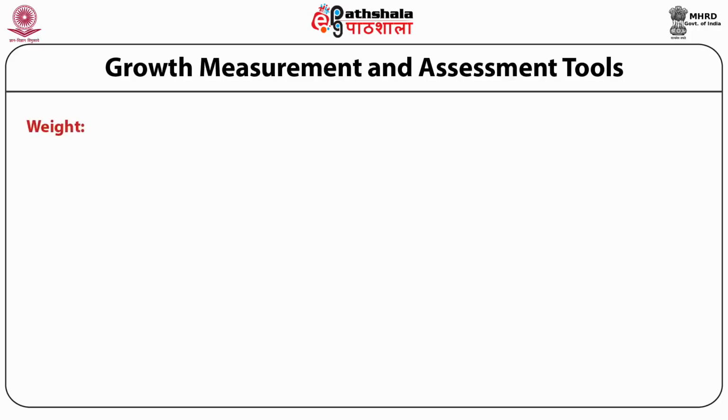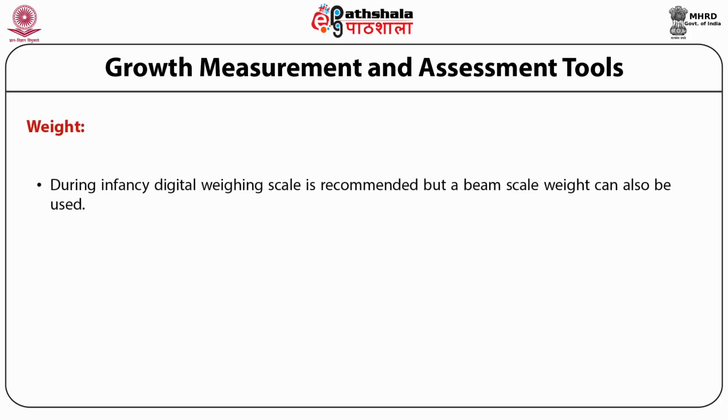Let's start with weight. During infancy, digital weighing scale is recommended, but a beam scale can also be used. The pan of the scale must be at least 100 centimeters long. A cloth is placed on the pan and the scale is calibrated across the range of expected weights using objects known as weights. The digital weighing scale for infants is used for children from 0 to 24 months. All scales should be calibrated whenever they are moved.